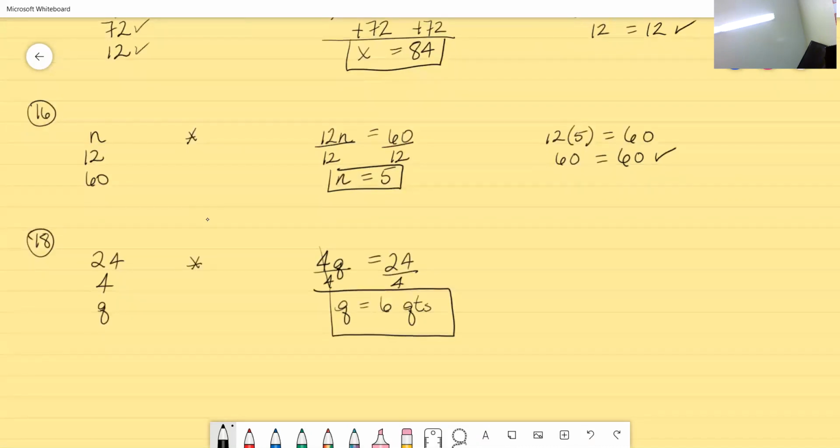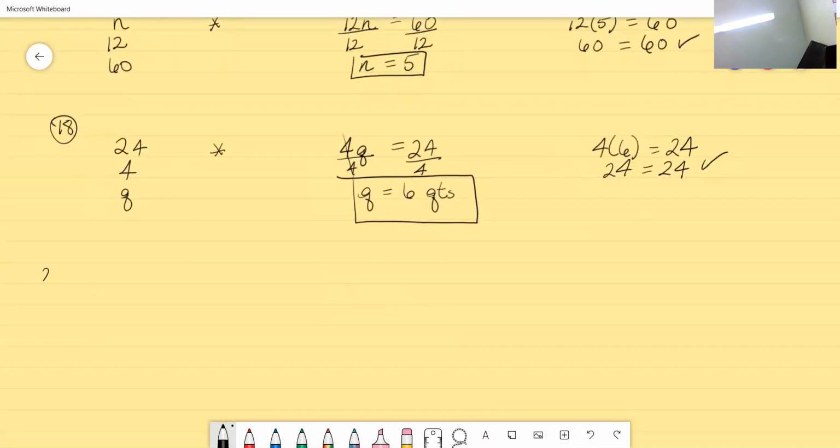Okay, so then check your answer. 4 times 6 equals 24. Well, we know it does because we've memorized our multiplication tables. And so we're good. Number 20.